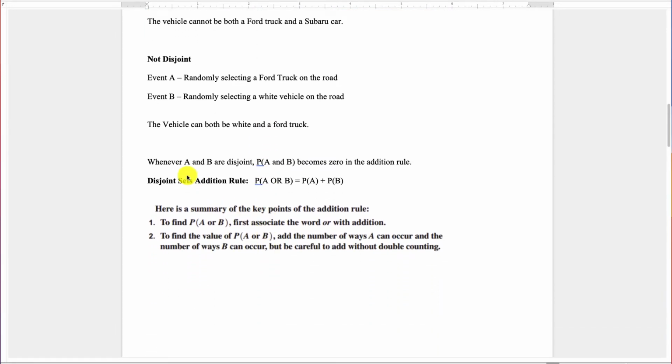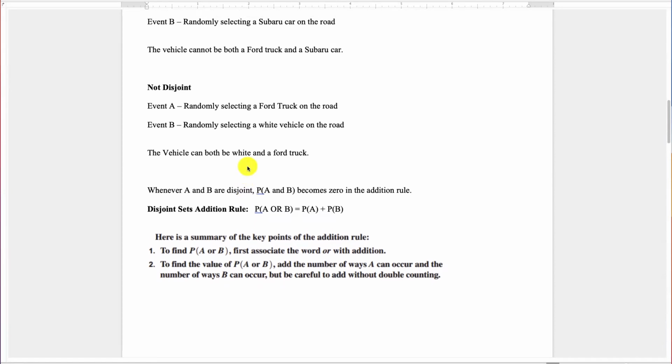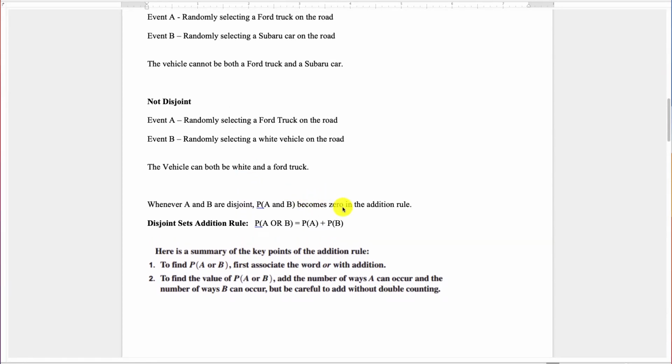The "and." So whenever A and B are disjoint, where there's no overlap, kind of like the first example, that A and B becomes 0 in the addition rule. So you get this simplified version for disjoints. You're just adding the probability of A and B together if there's no overlap. Does that make sense, hopefully?